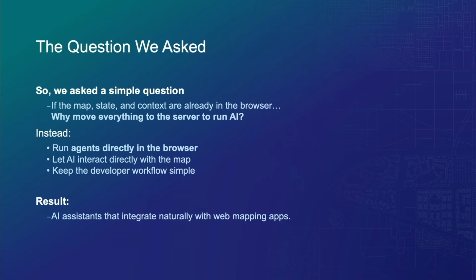So the question we asked is, all these things already live in the browser, why move everything to the server to run AI? So instead, run the agents directly in the browser, and it really keeps things simple from a developer perspective, especially for us web developers. We can just run these things in the browser. And the result is we get these AI assistants that integrate naturally with web mapping applications.